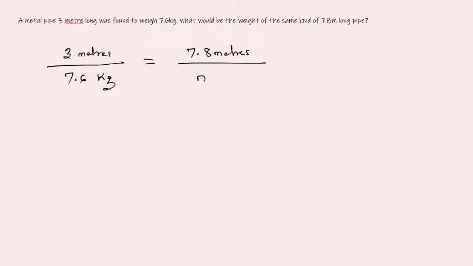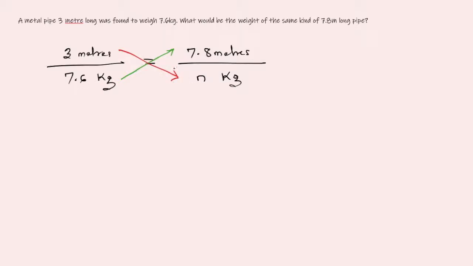3 meters, the first pipe measures 3 meters and weighs 7.6 kilograms. The second pipe measures 7.8 meters, and we're trying to find how much it weighs. So we represent the unknown by n kg. And so to solve this proportion, we do our cross multiplication, which is multiply this by this and multiply this by this. Then we solve for n.